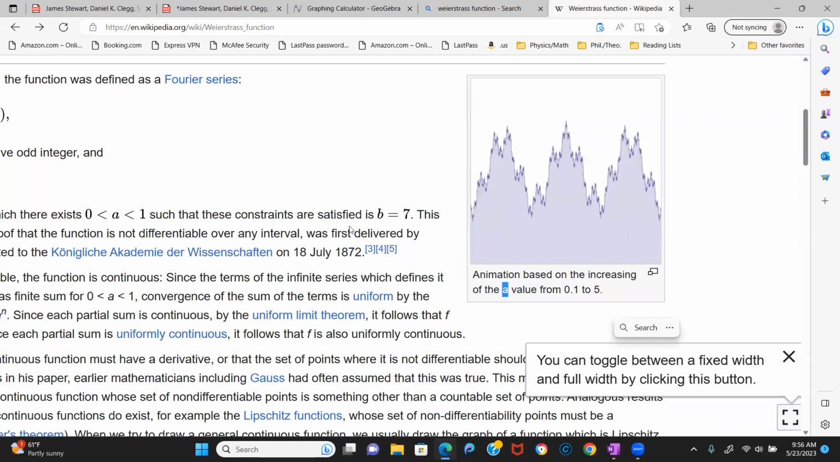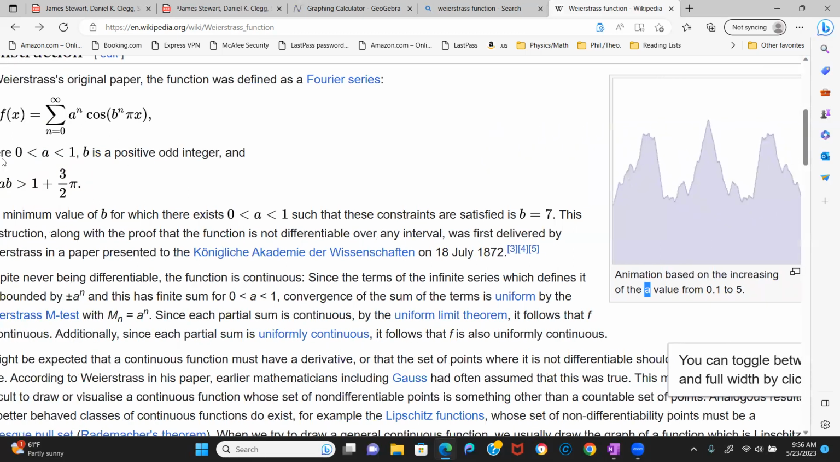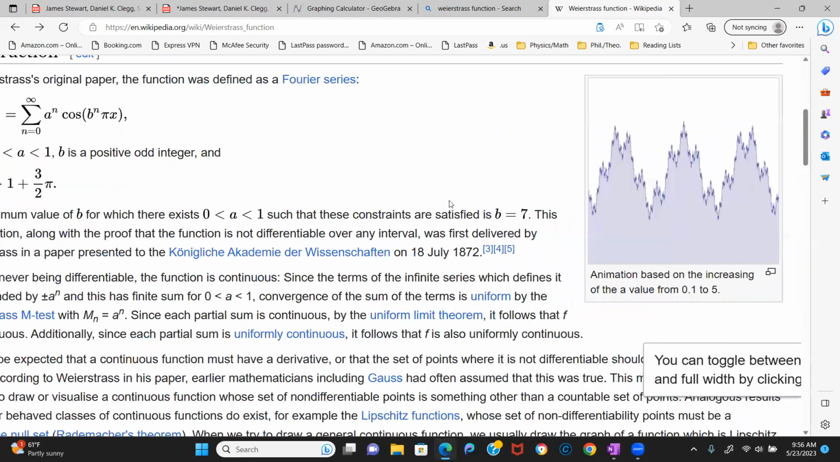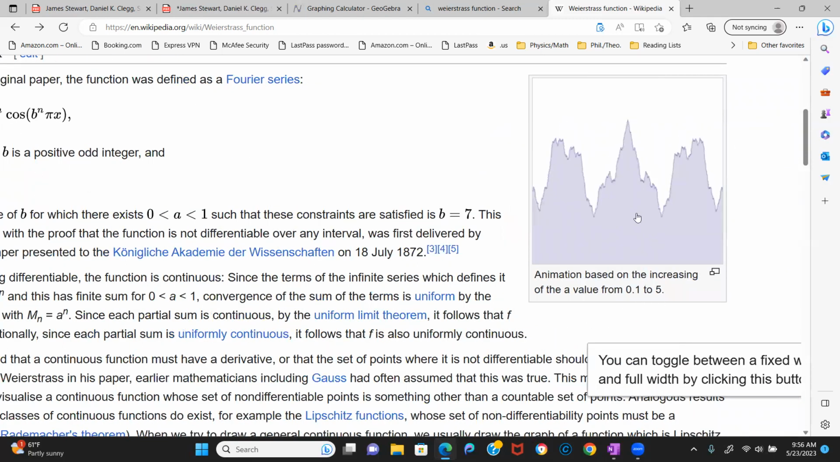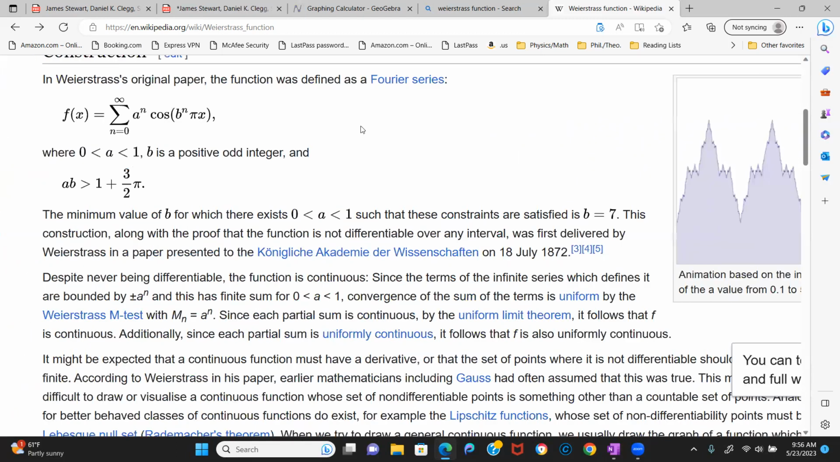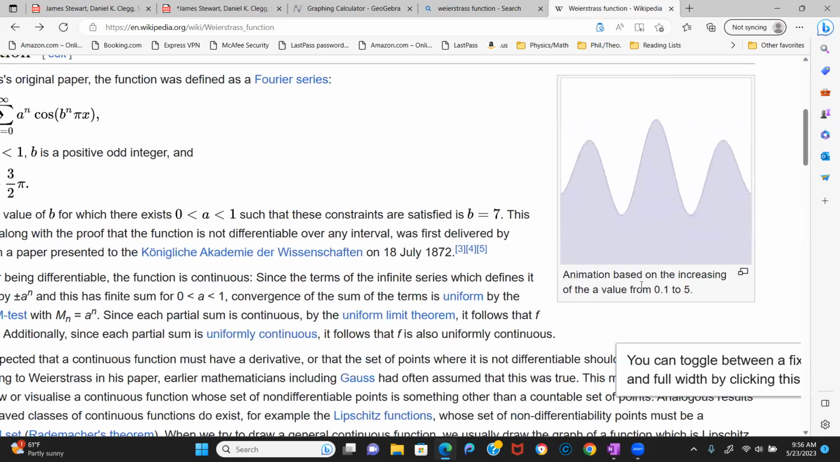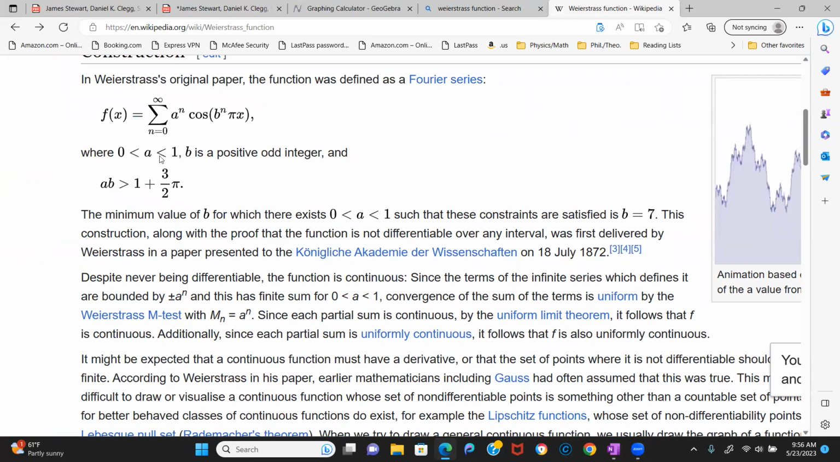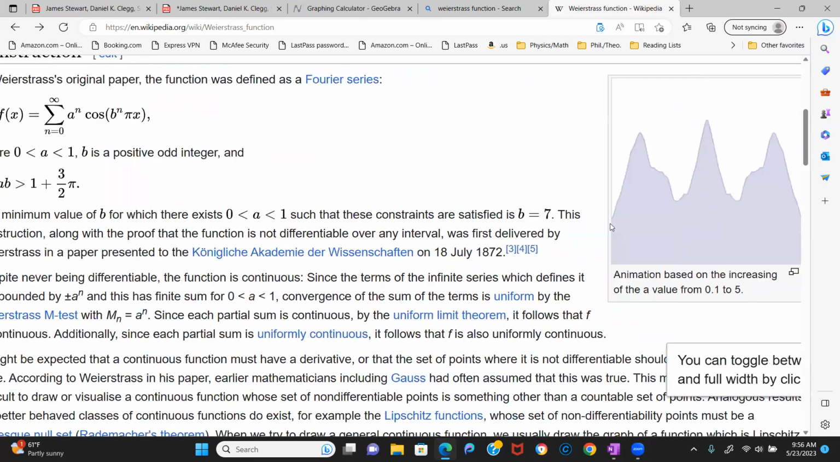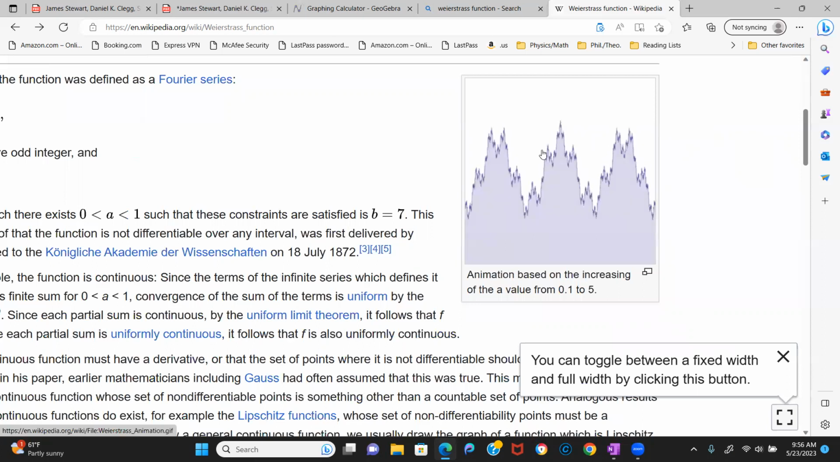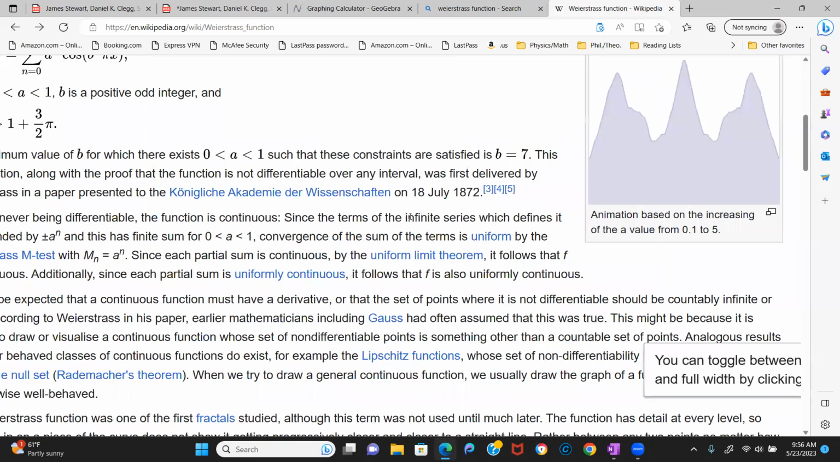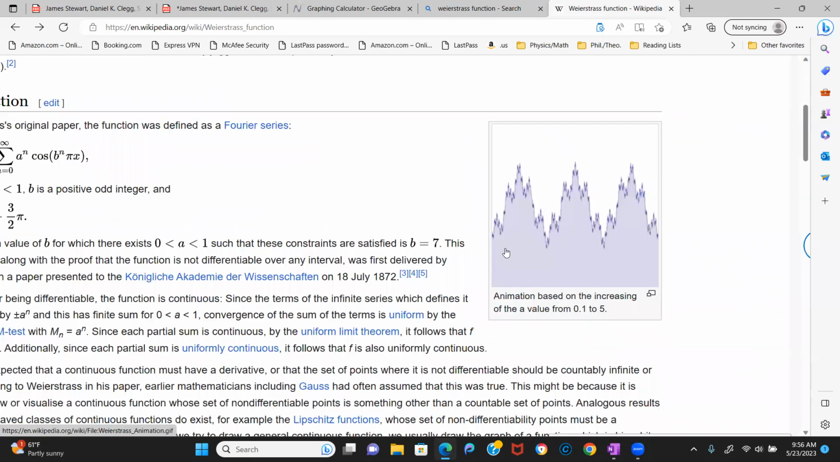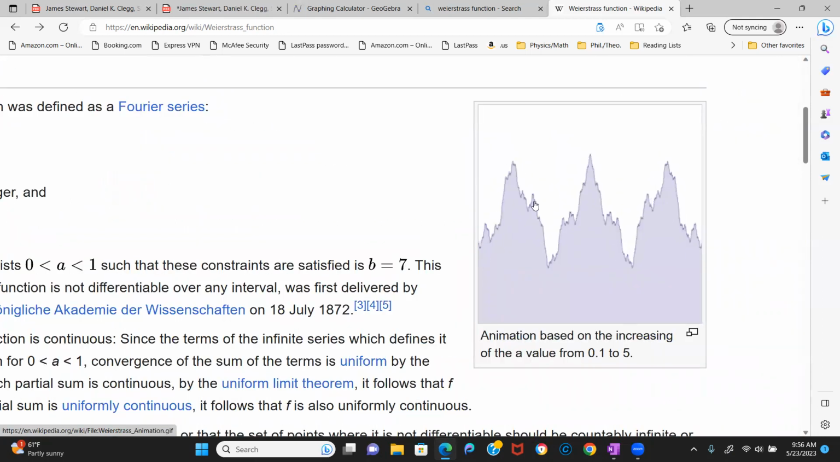And here is an animation as you vary the parameter a. So a is between 0 and 1 over here. And you can see as a varies between 0.1 and 5, that doesn't make sense to me, because a is supposed to be between 0 and 1. Anyways, as this number increases, you can see it gets increasingly more craggy. And the idea is that it's going to be continuous because you can just draw this.